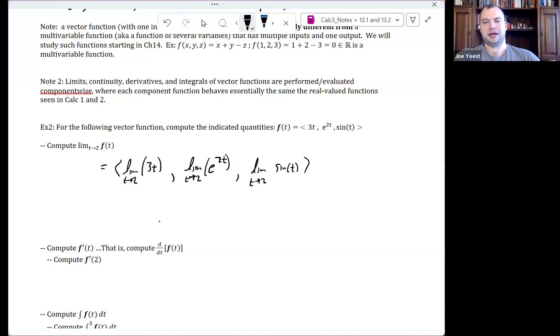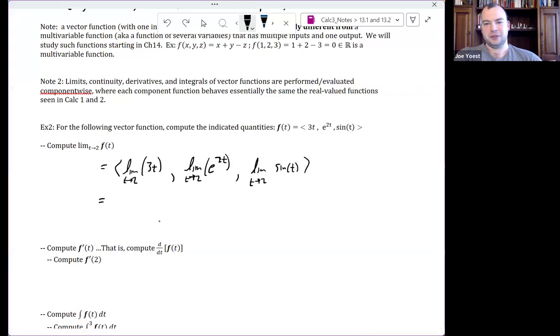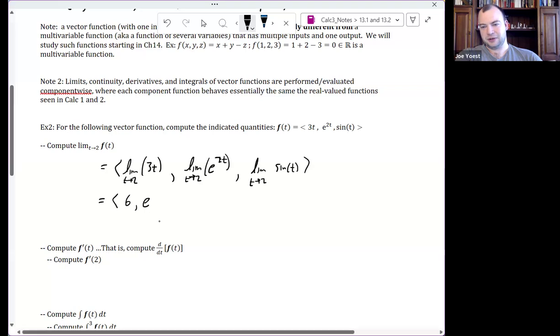And then, of course, we can evaluate each of these limits. We know that in the one-dimensional sense, each of these are continuous functions. So the limit of that function is just the function evaluated at the limiting point, or it's 3 times 2, which is 6. E to the 2 times 2 is e to the 4.